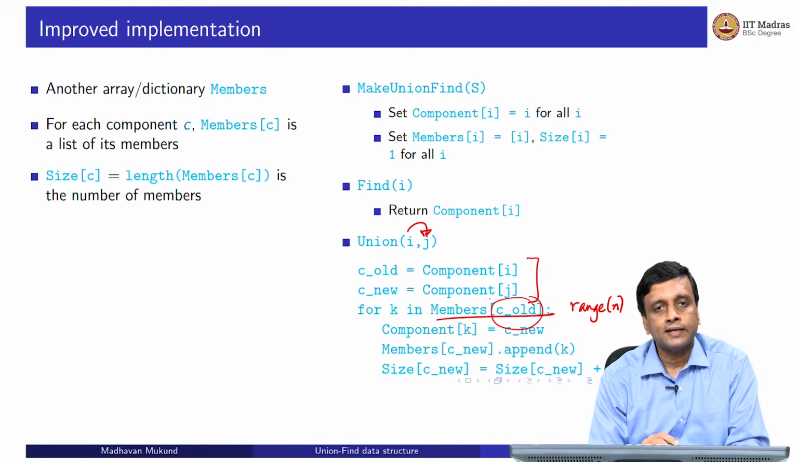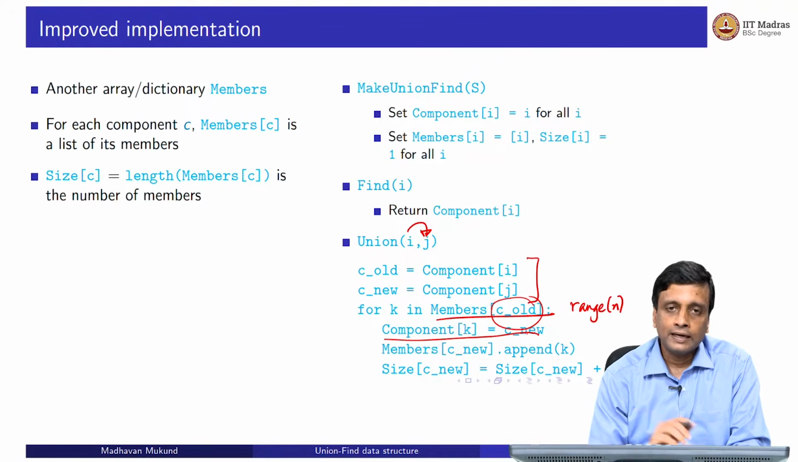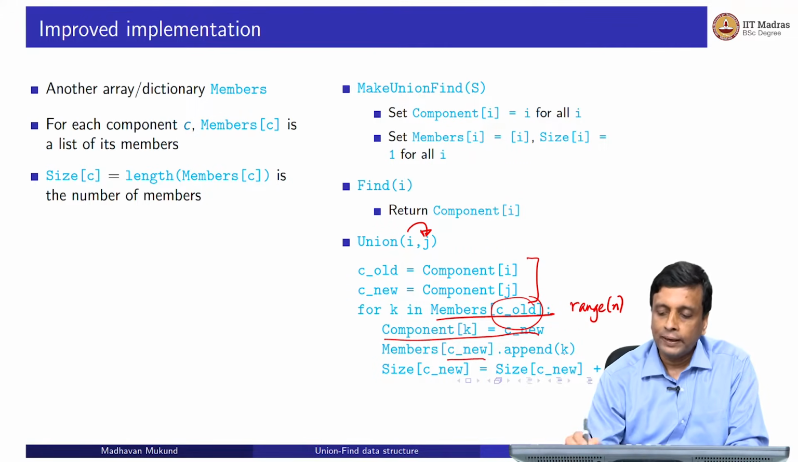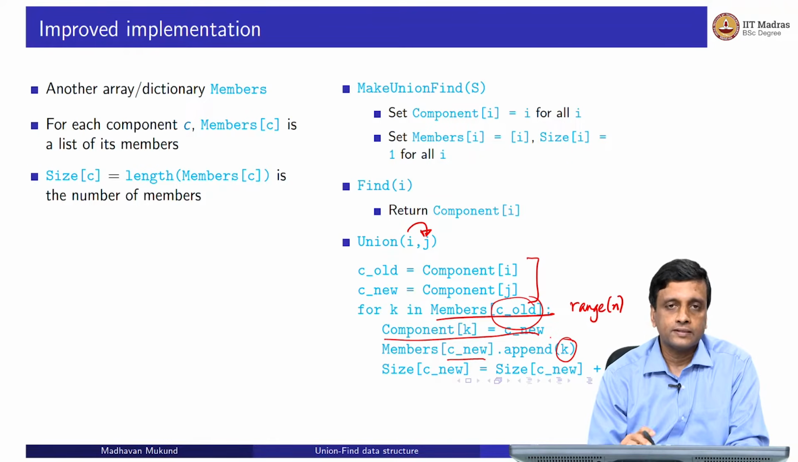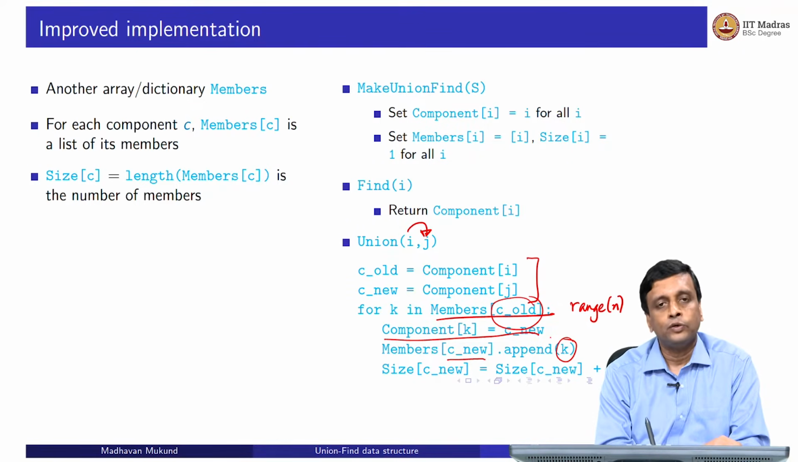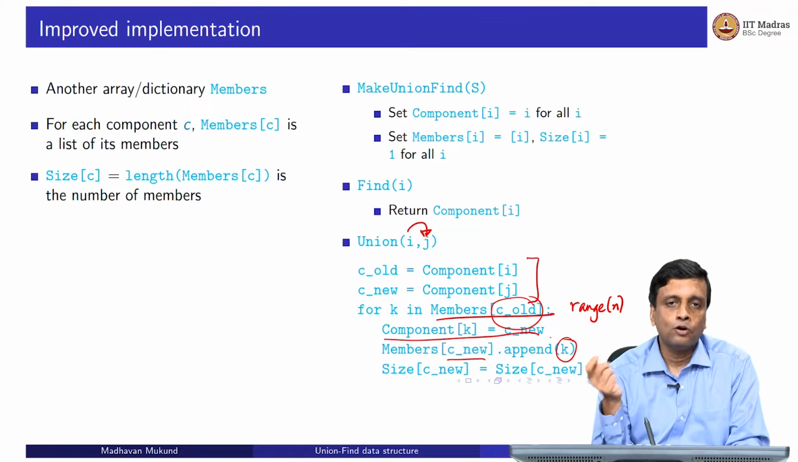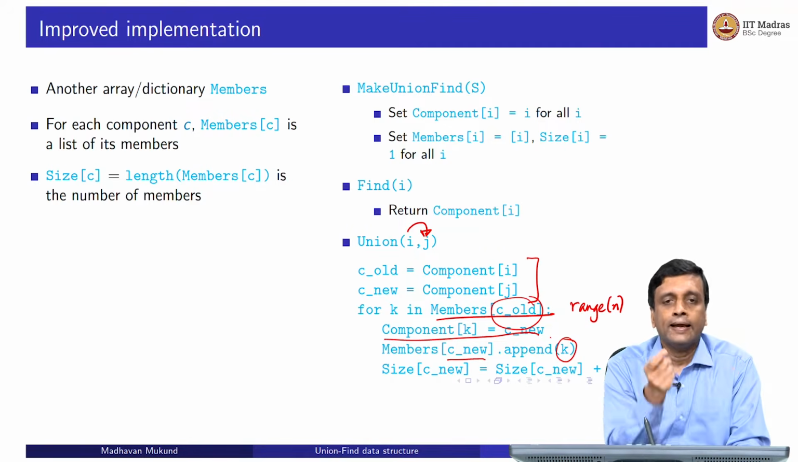So I just have to look at the list members of C old, and for every k in members of C old, I will first of all update its component from C old to C new. But now I have to keep track of these other things as I go along. So I have to take this C new component and append this new element to its list. So k is now being added as a new element in members of C new, right? As I change the name of the component of k from C old to C new, I go to the members of C new and I add k to it.